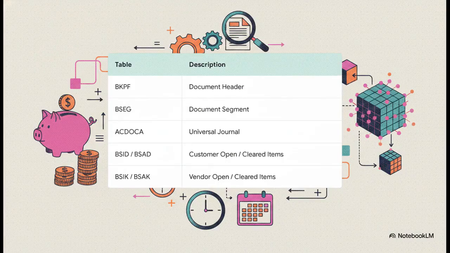I highly recommend taking a mental snapshot of these database mappings. Interviewers absolutely love table questions. Notice how BKPF and BSEG are still there handling your traditional document headers and segments. But ACDOCA, that massive single table, handles all the Universal Journal heavy lifting now. For legacy tracking, you've still got BSID and BSAD for customer open and cleared items, and BSIK and BSAK for the vendor side. Knowing these tables proves you really understand SAP beneath the surface.